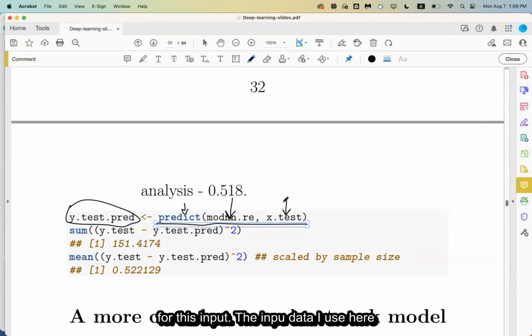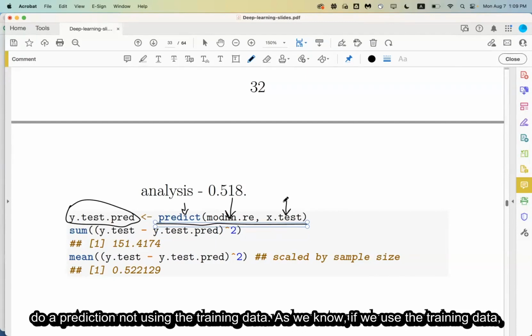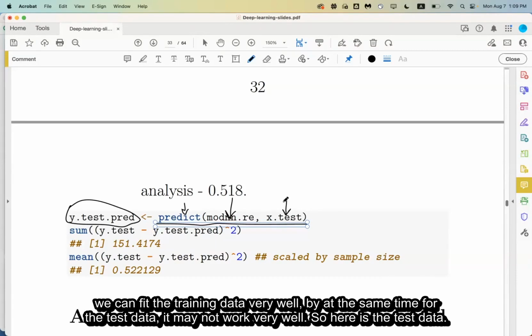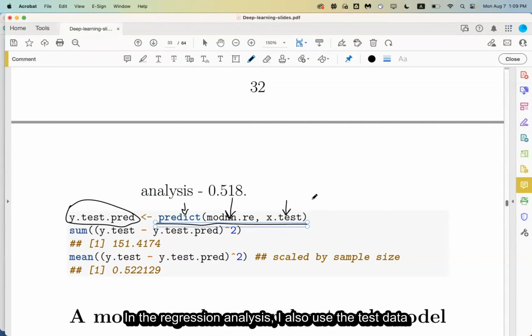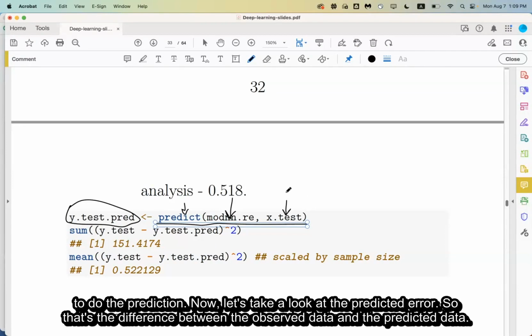The input data I use here are the test data. The reason is because I want to do a prediction not using the training data. As we know, if we use the training data, we can fit the training data very well, but at the same time, for the test data, it may not work very well. So here I use the test data. In the regression analysis, I also use the test data to do the prediction. Okay.